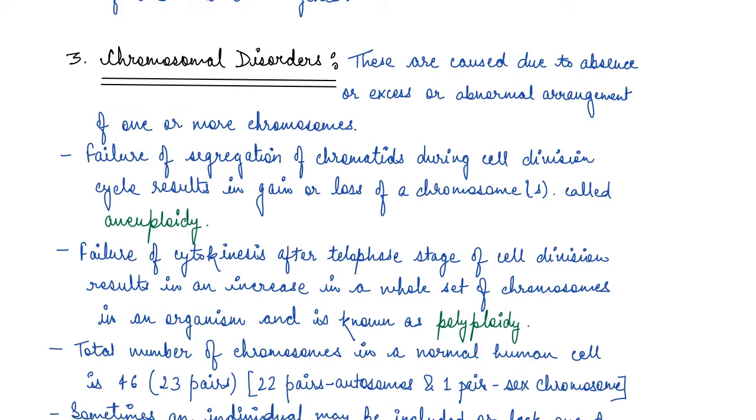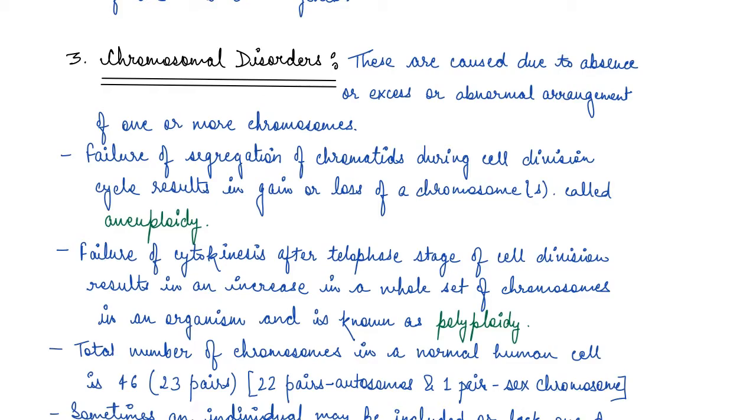So failure of segregation of chromatids during cell division results in gain or loss of a chromosome and is known as aneuploidy. Basically, here we are talking about failure of segregation of chromatids during cell division, right?